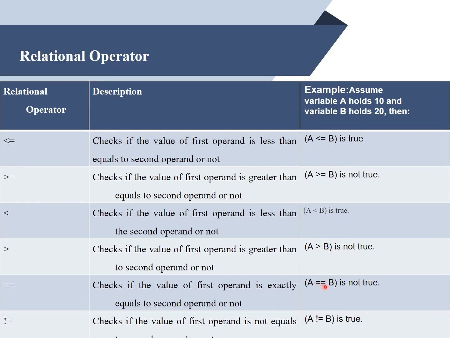a equals b, it compares the values from both sides. If the value lying on the left hand side is equal to the right hand side, it will return true, otherwise not true. If a is not equal to b, it's true. Yes, 10 is not equal to 20.